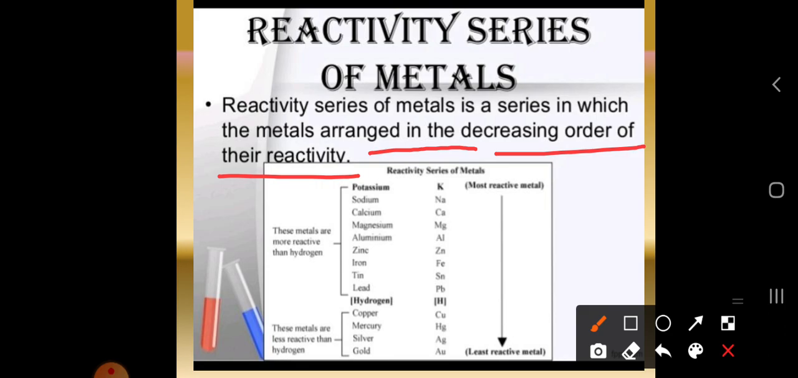It is not an increasing order, it is a decreasing order, already arranged. The first one is potassium, which is the most reactive metal, while gold is the least reactive metal. So this is one of the series you have to learn. It has a large application for solving equations and for learning the next concept. So dear students, don't forget to learn this. Today's homework is to read, write and learn by heart this reactivity series of the metal.